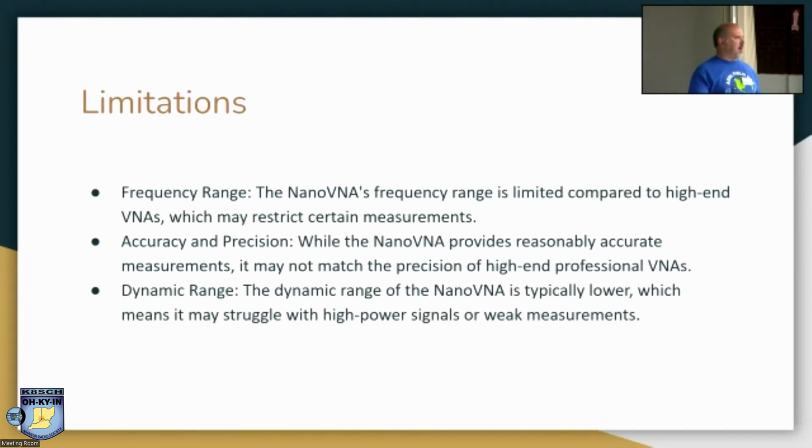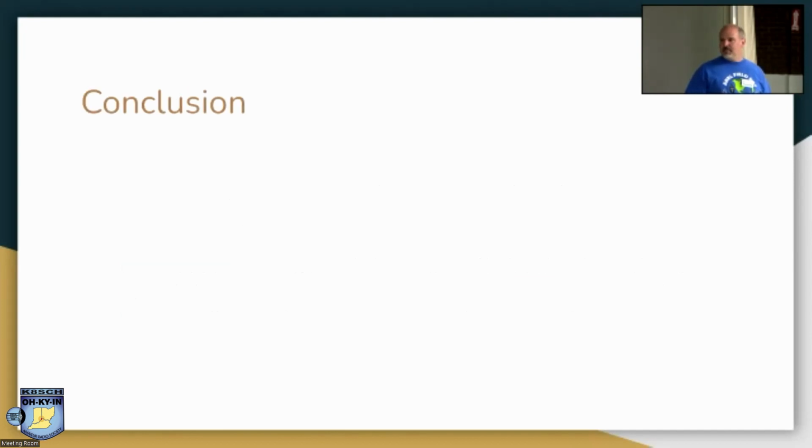You get to that point where it's like, I'm trying to operate ham radio. Dynamic range is typically lower. They struggle with high power signals or weak measurements. I really didn't run into that.